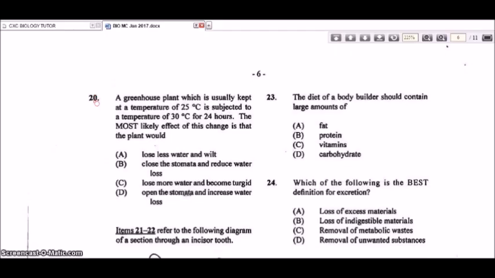Question 20, a greenhouse plant which is usually kept at a temperature of 25 degrees Celsius is subjected to a temperature of 30 degrees Celsius for 24 hours. The most likely effect of this change is that the plant would, so we're seeing an increase in the temperature. So the plant is actually going to close the stomata and reduce water loss, because that increase in temperature can increase the rate of transpiration. So more water will start to leave the plant. So they don't want that to happen. So they will close the stomata to reduce that water loss and conserve the water within the plant.